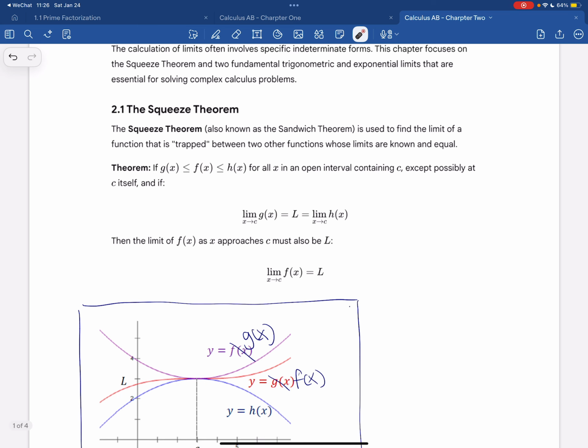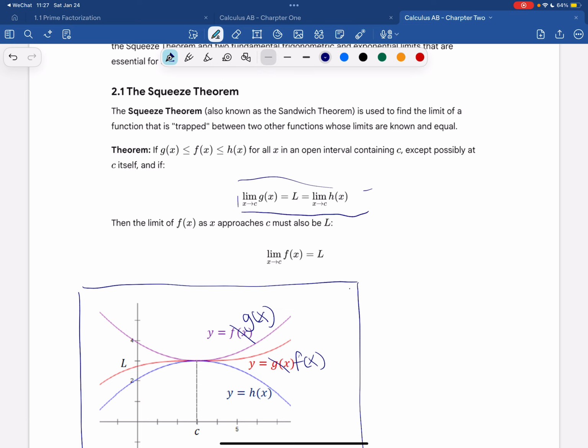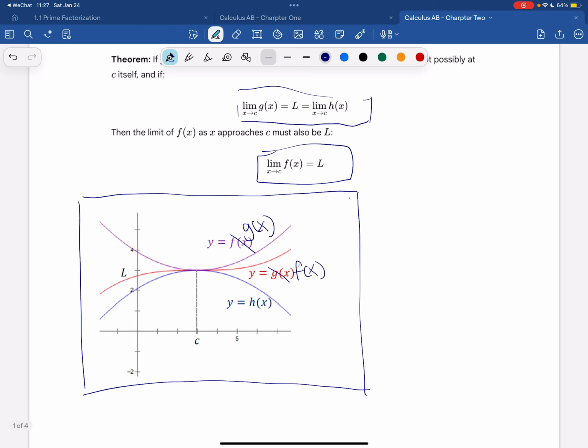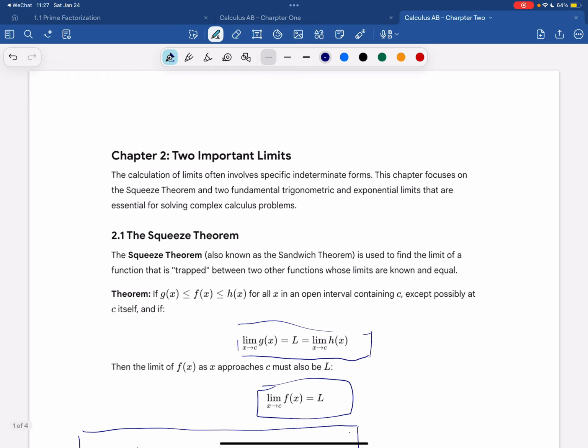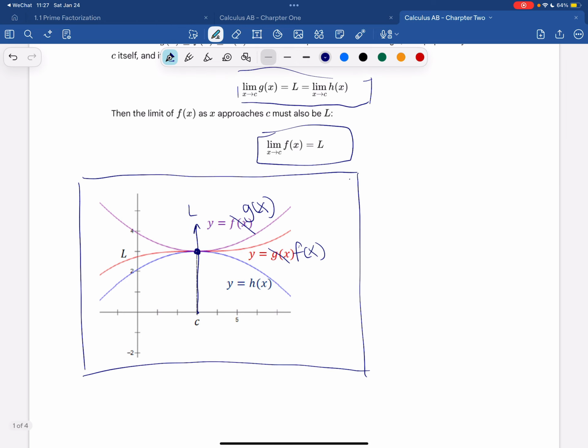So here it shows that the limit as x approaches c of f(x) is also L. So basically what it's saying is that if these two are the same, equal to a number L, then this must also be equal to the number L. We can see it right here. As x approaches c, in the squeeze theorem, this approaches L. At this point, they're all L. They're all the same as x approaches c. Okay, so that's basically what the squeeze theorem is trying to say.